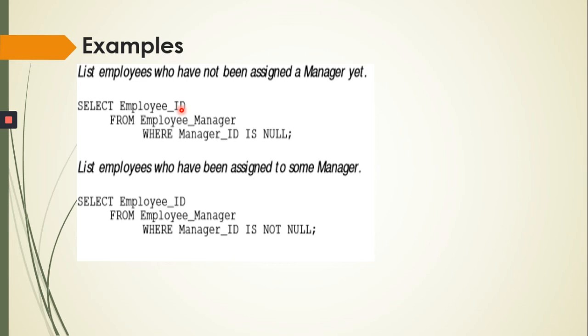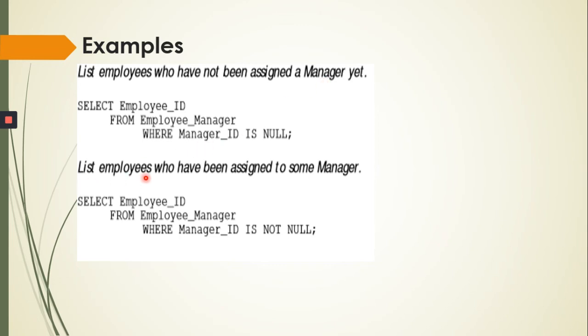Okay, so we can write the query like this: select employee ID from employee manager where manager ID IS NULL. So those whose manager ID is null are not appointed as a manager. Okay, so we can get all the employee IDs who are not assigned as a manager here, and those who are assigned as a manager have a manager ID.